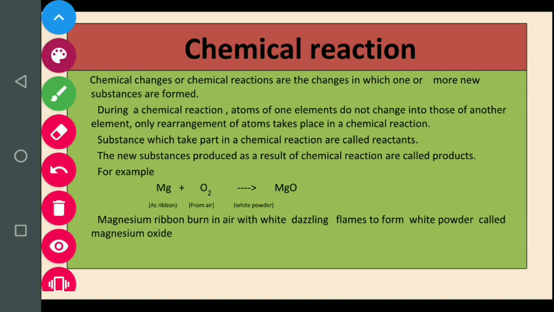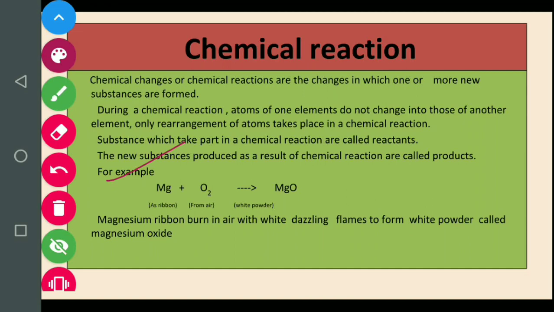First, chemical reaction. Chemical changes or chemical reactions are the changes in which one or more new substances are formed. During a chemical reaction, the atoms of one element do not change into those of another element. Only rearrangement of atoms takes place in a chemical reaction. Substances which take part in a chemical reaction are called reactants. The new substances produced as a result of a chemical reaction are called products.